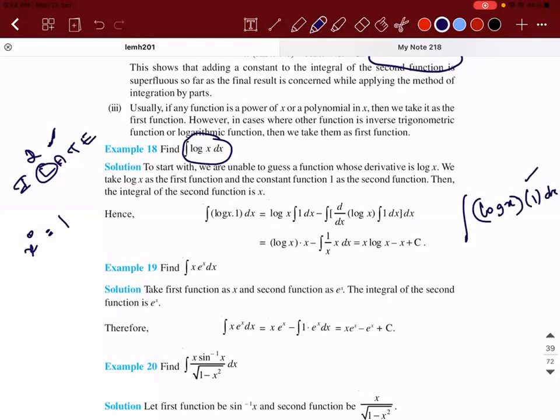Okay. Now, which one is first function? This will be first function. This will be second function. Now, can you guys try it out and tell me what is the answer? Do it fast.